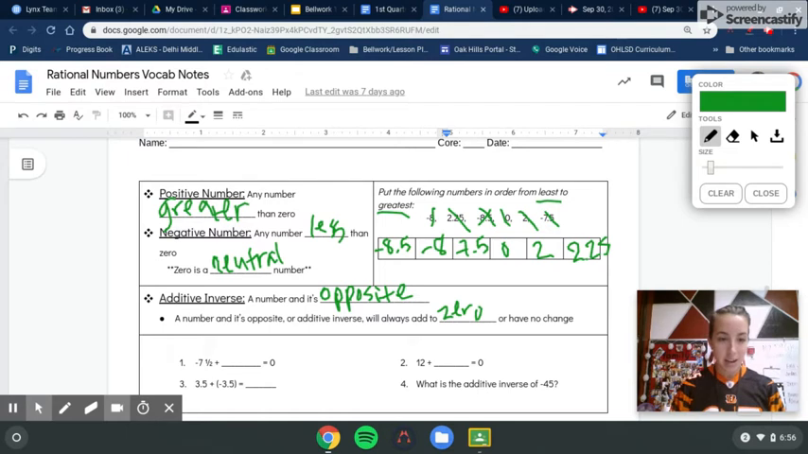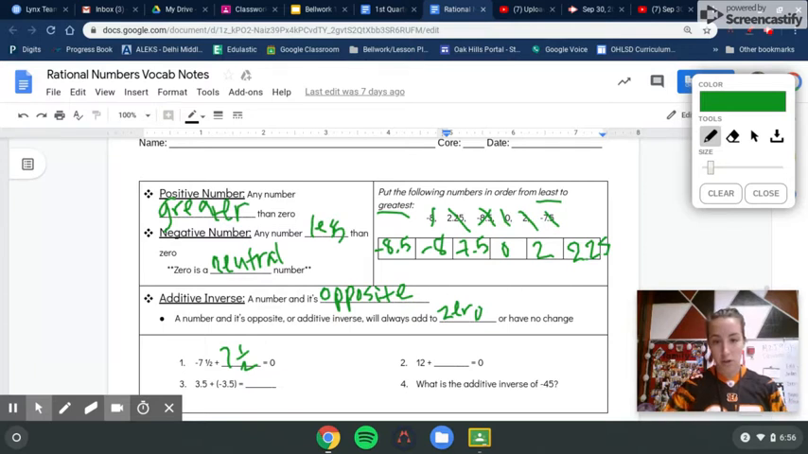When I add negative 7.5 to something else, it's going to be 0. So this is an additive inverse. So the opposite of negative 7.5 is positive 7.5. So its additive inverse is positive 7.5 to equal 0.